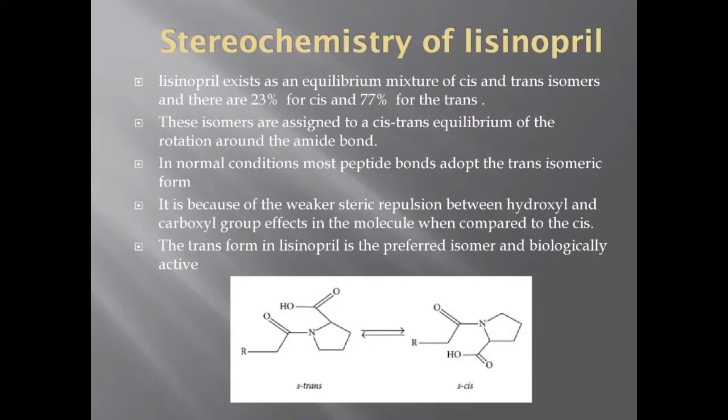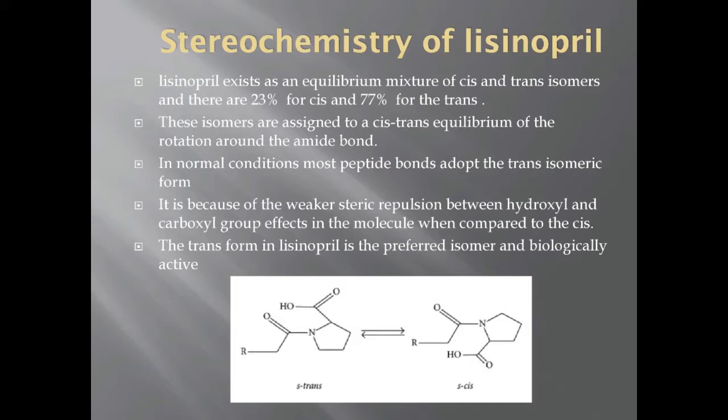Okay, I am Raza, and I will proceed to explain the stereochemistry of Lisinopril. Lisinopril exists as an equilibrium mixture of cis and trans isomers, with 23% cis and 77% trans. These isomers are assigned to a cis-trans equilibrium of the rotation around the amide bond, as you can see in the structure below. In normal conditions, most peptide bonds adopt the trans isomeric form.